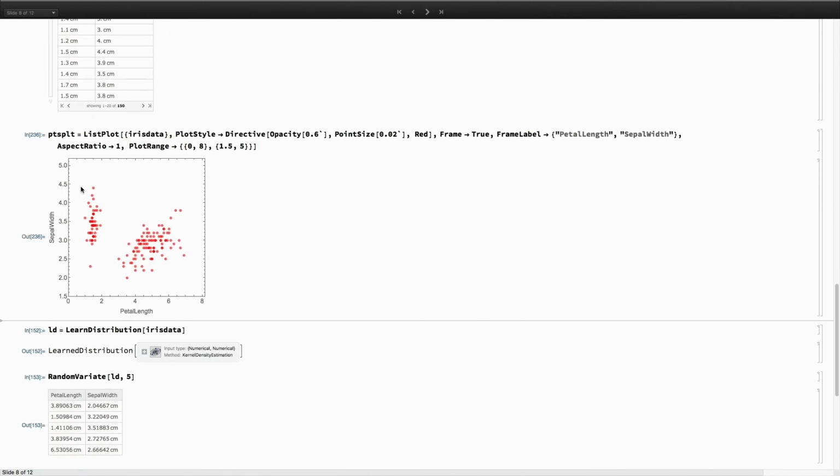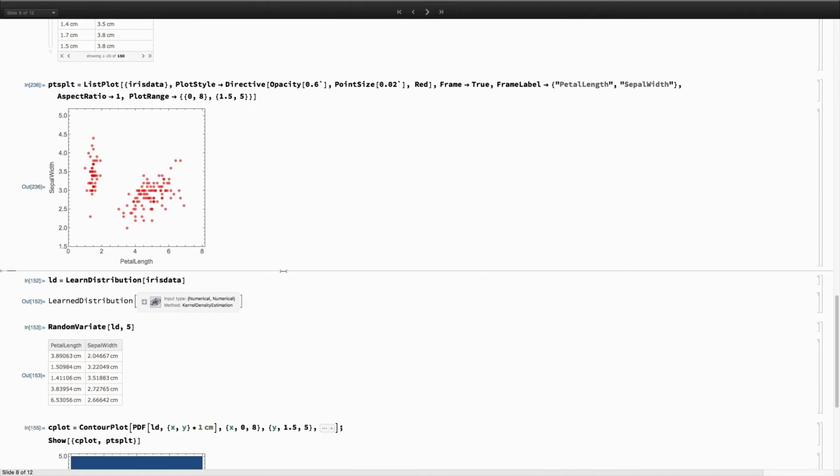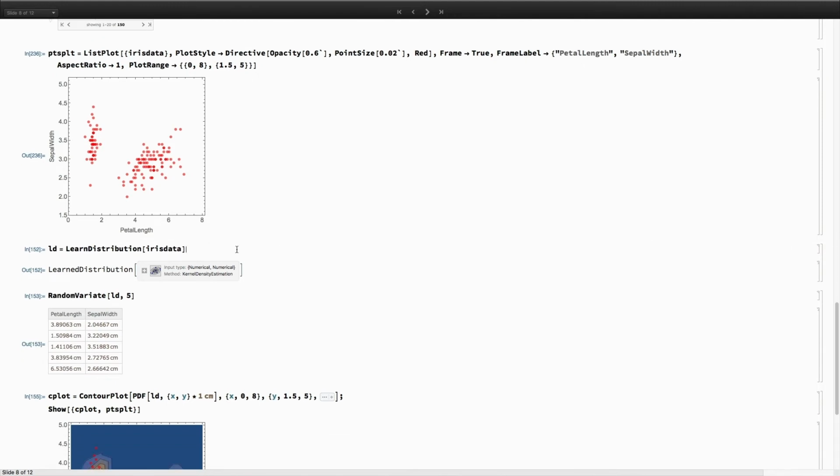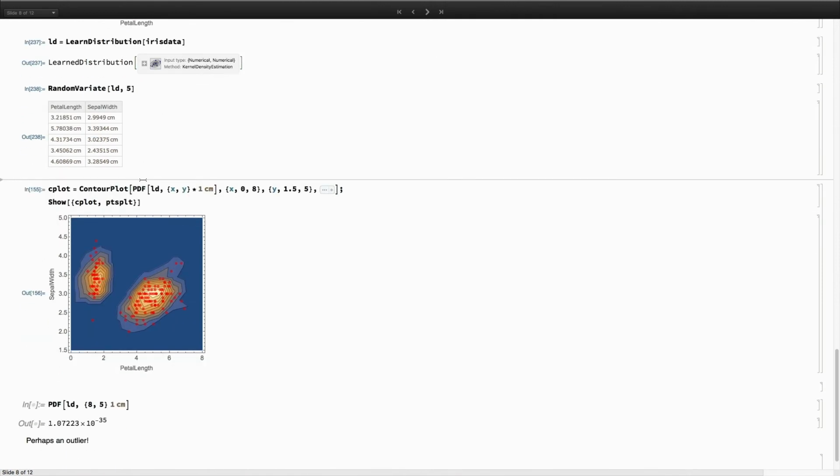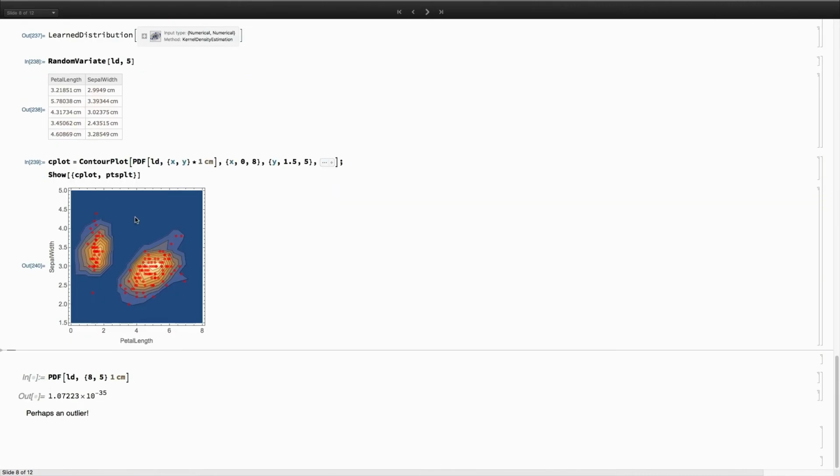I only pick two of the features in the data. Since it's four-dimensional data, I just make it two-dimensional based on petal and sepal length of the flowers. You can learn a distribution on that, and then you can get random new examples. And you can look at the contours of probabilities overlaid on top of it with the data points.